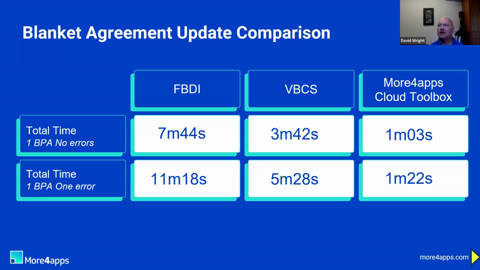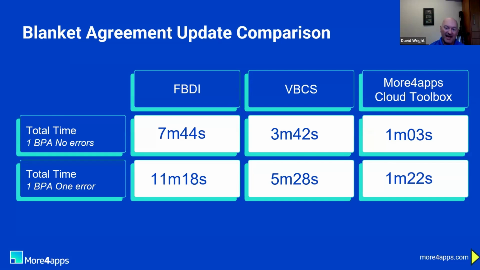VBCS is a bit better because you can put some lists of values on, and we're saying that's a good VBCS rather than the bare bones VBCS. But even then, Morpher apps took a minute. It's 7 times faster. So even as a consultant, you might want to use that rather than using FBDI.